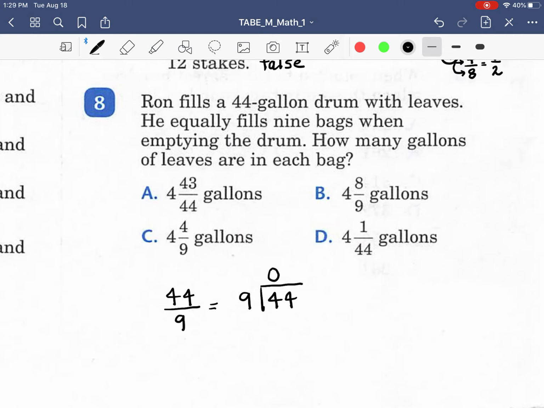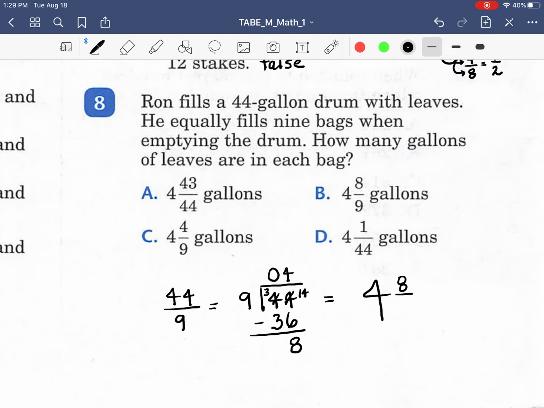9, 18, 27, 36, 45. 45 is just a hair too big. So let's go back to the 4th finger and use the 36. You can borrow here, or you can just subtract in your head, whichever you would rather do. 14 minus 6 is 8.